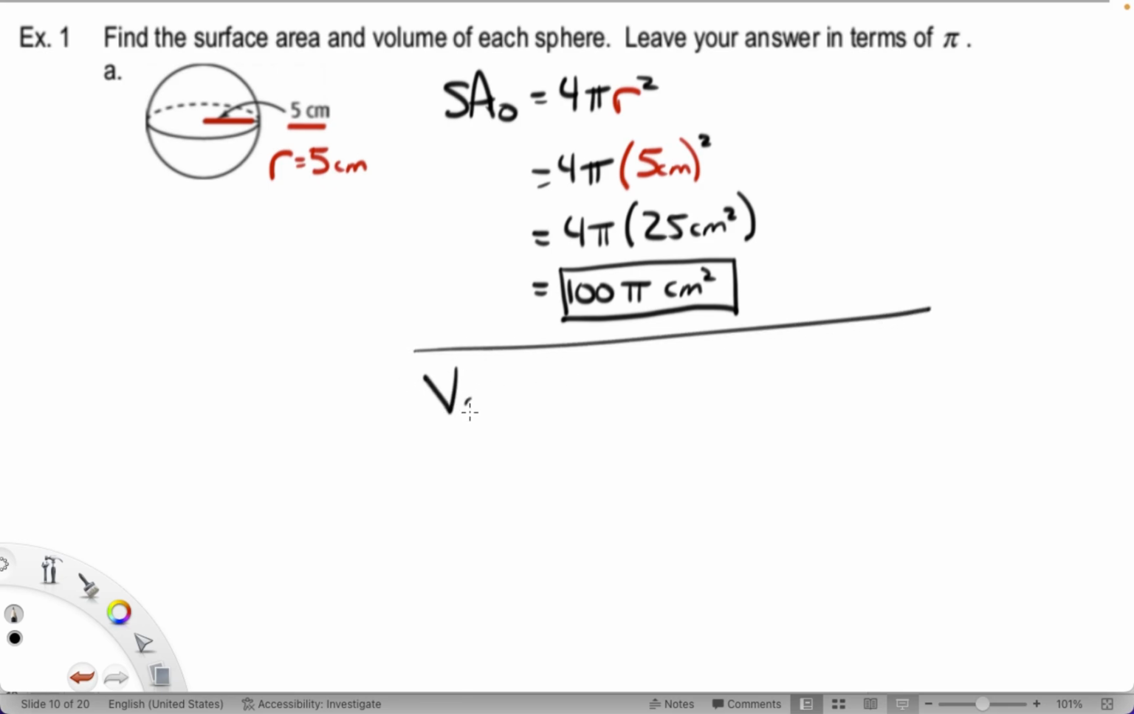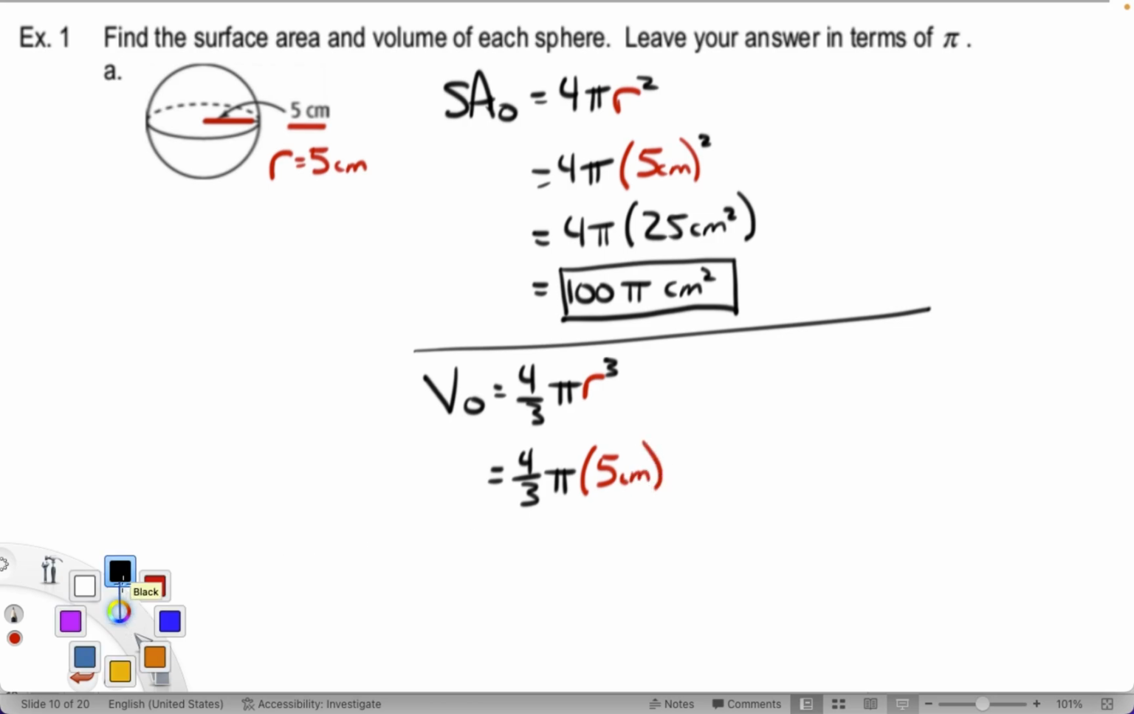The volume of a sphere equals 4/3 pi r cubed. And once again, in this case, our radius is going to be 5 centimeters. So that's 4/3 pi 5 centimeters cubed.